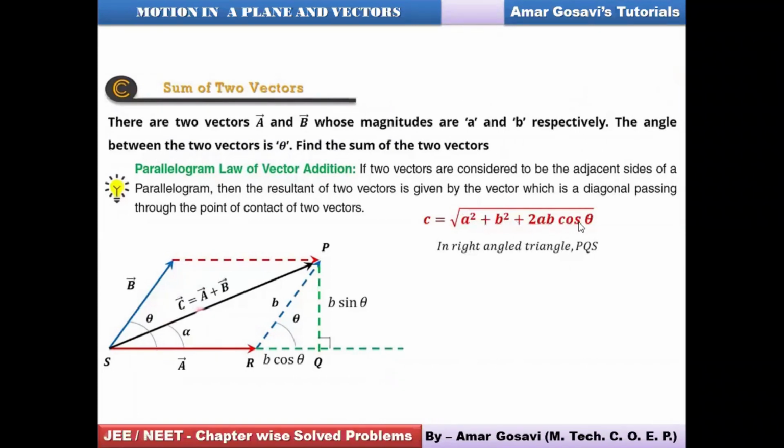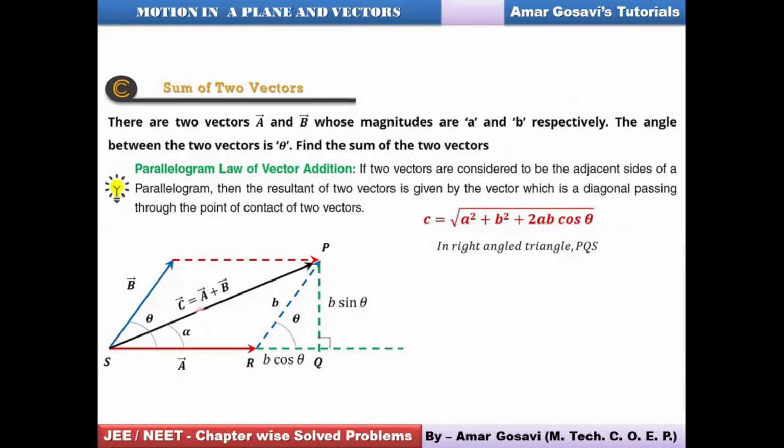This formula is exactly the same as yesterday's formula for the resultant. Only R is represented as C over here, P is represented as A, and Q is represented as B. Otherwise the formula is same. So this is another way of deriving the same thing. So we have established the magnitude of the resultant as per this particular law, friends.